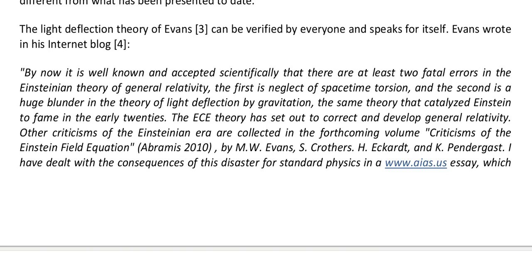Evans wrote in his internet blog, "By now it is well known and accepted scientifically that there are at least two fatal errors in the Einsteinian theory of general relativity. The first is the neglect of spacetime torsion, and the second is a blunder in the theory of light deflection by gravitation, the same theory that catapulted Einstein to fame in the early 20s. The ECE theory has set out to correct and develop general relativity. Other criticisms of the Einsteinian era are collected in the forthcoming volume, Criticisms of the Einstein Field Equation, Abramis Impress, by M. W. Evans, S. Crothers, H. Eckardt, and K. Pendergast."